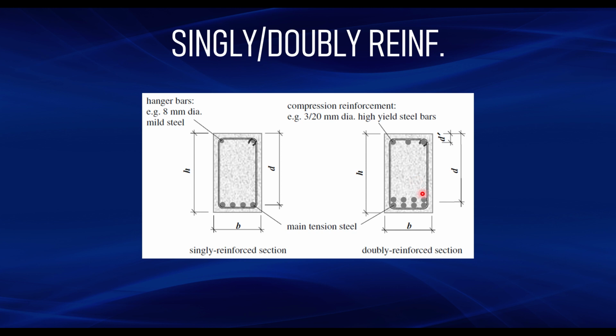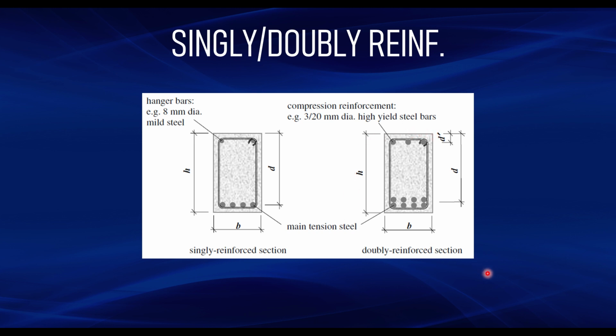In a singly reinforced beam, you only have one effective depth. The effective depth is the distance between the compression part of the beam to the middle of the tension reinforcement. So you can see the middle of the tension reinforcement here to the compression part of the beam. Then the effective depth of the compression reinforcement is the distance from the middle of the compression reinforcement to the top part of the beam.